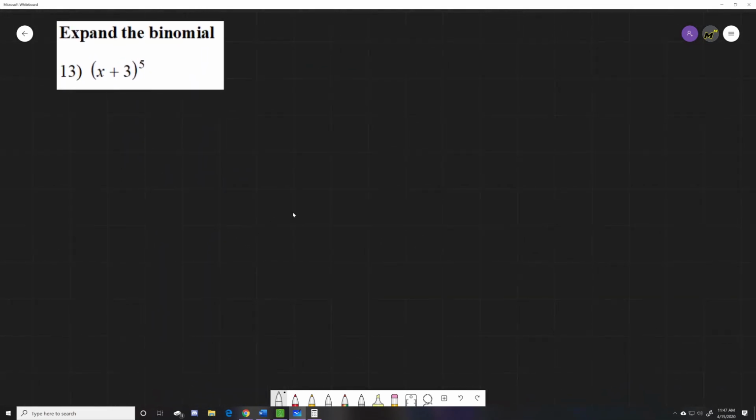So here, we have to expand the binomial. Okay, so we have x plus 3 to the 5th power. And to do this, we could multiply x plus 3 together 5 times and combine our like terms over and over and over again. The shortcut we talked about is Pascal's triangle.